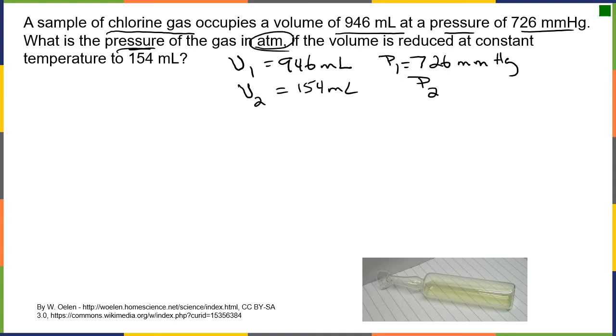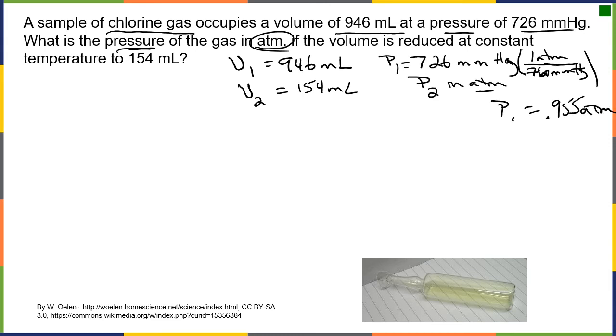Now, we want it in atmospheres, so we better fix the number above so our units are the same. It doesn't matter what units of volume or pressure you have as long as they are self-consistent. Because we start out in millimeters of mercury and we want atmospheres, I'm going to fix this. That's 1 atm for every 760 millimeters of mercury, and that is going to give us a P1 equal to 0.955 atm.